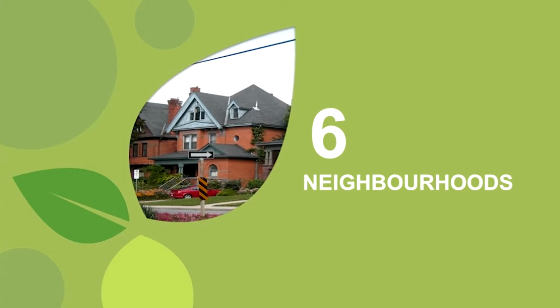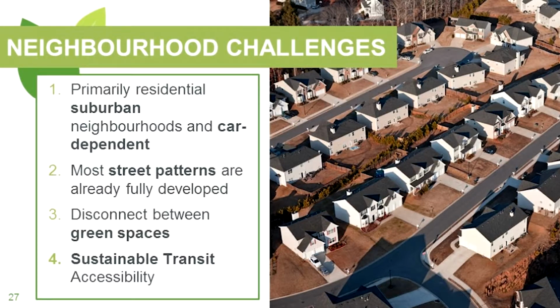We also looked at the neighborhood scale, more of a local context. Atlanta's neighborhoods have four major issues. The first is that they're very suburban and very low density, so they're very car dependent. As Howard has said, their street pattern is mostly fully developed now, and it's mostly in a lollipop style, so there's not a lot of connectivity between their streets. Green spaces are also not very well connected, and there's not really good accessibility to sustainable transit.